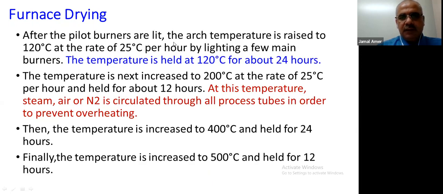So after the pilot burners are lit, the arch temperature is raised to 120 Celsius at the rate of 25 Celsius per hour by lighting the main burner. The temperature is held at 120 for 24 hours. The temperature is next increased to 200 Celsius degrees at the rate of 25 Celsius degrees per hour and held for 12 hours. At this temperature, steam, air, or nitrogen is circulated through all process tubes in order to prevent overheating. Then temperature increases up to 400 Celsius degrees and held for 24 hours.